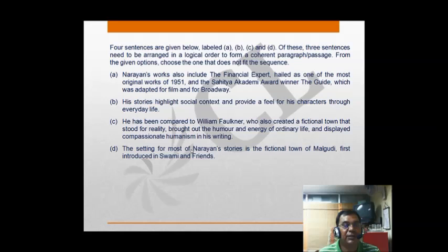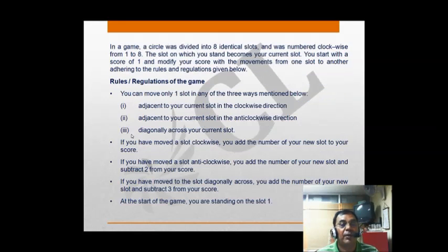Now here you'll see the setting for most of the narratives is the fictional town of Malgudi in Swami and Friends. His story has social context, so this becomes related to this. He's been compared to the created fictional town. That fictional town, so it is the same. And I will also include financial with the okay. So therefore, this will be out, because these three have the same connotation and this one is different.